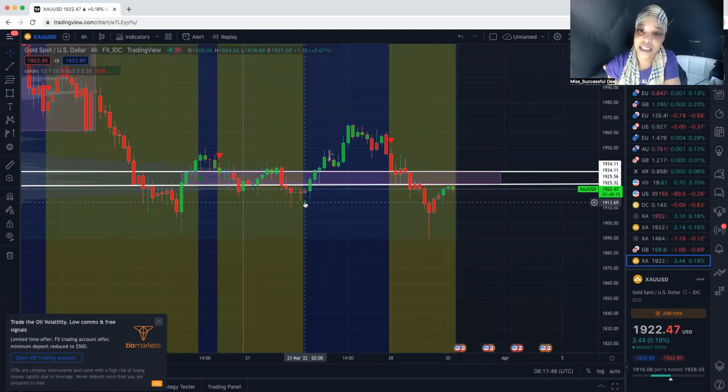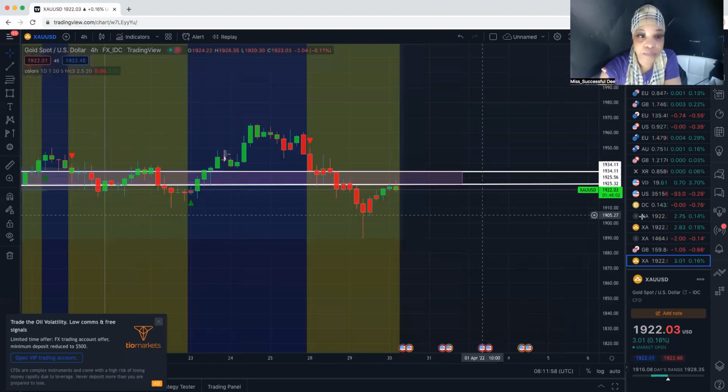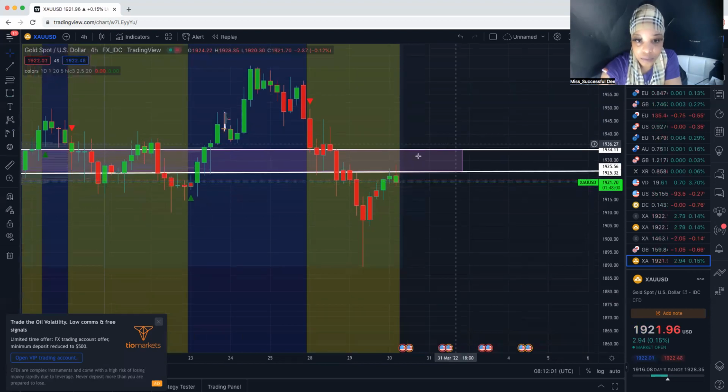I would wait to see if the market breaks and closes above on my higher time frames to see which direction the market is planning to go. So as we can see here, for instance, today on the 4 hours, the market's come back to its weekly range and rejected off.